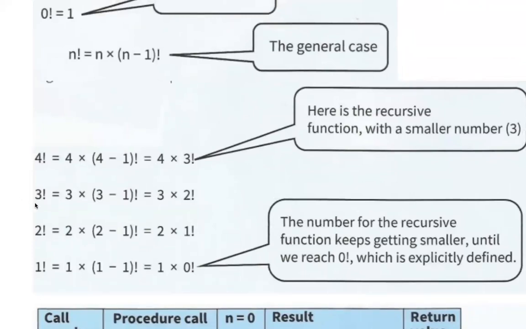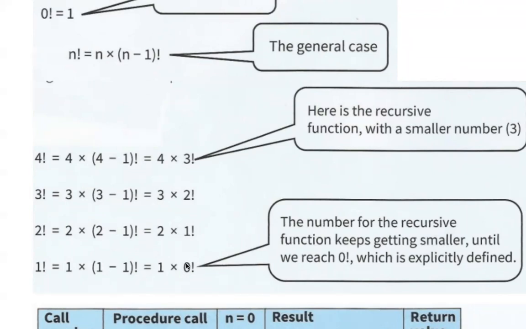If I want to find 3 factorial, I will have to first find 2 factorial. You see how I don't have any answers yet. I'm still investigating it, and at each iteration, I'm moving closer to my base case. For 2 factorial, I will first find 1 factorial. And for 1 factorial, I will first find 0 factorial. And this is where I actually have a value, an answer which is explicitly defined, which is 1.